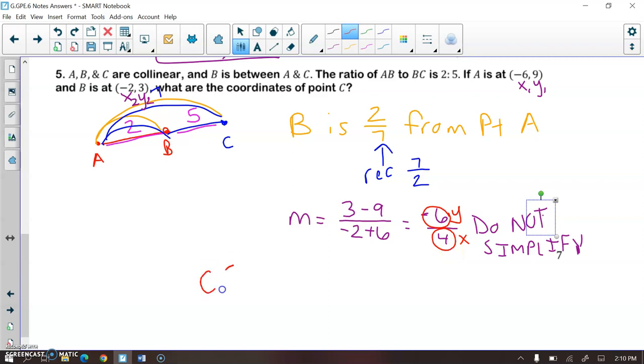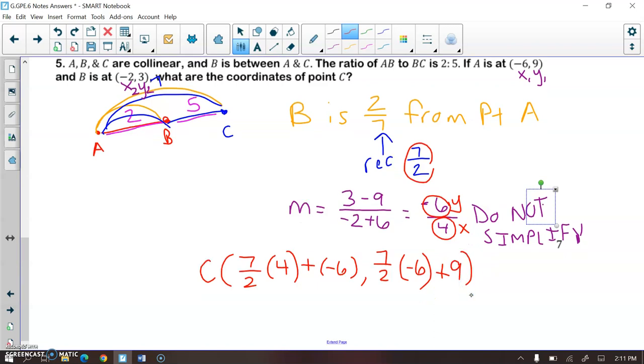And so to find point C, I take my reciprocal ratio, 7/2, and I multiply it by my run, and then I add it to the x value of point A. And for my y, I take my reciprocal ratio, I multiply by my rise, which is negative 6, and I add it to the y value of point A. So simplifying from there, 7/2 times 4 plus a negative 6 gives me an 8 for my x value, and negative 6 times 7/2 plus 9 gives me a negative 12 for my y. All right, so this is your first level 4 video.